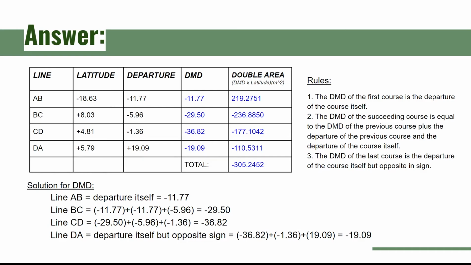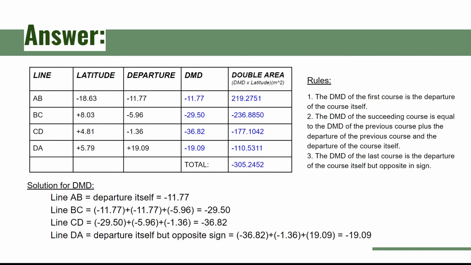The DMD of the next line is equal to the DMD of the previous line plus the departure of the previous line and the departure of the line itself. So, to get the DMD of line BC, we will add negative 11.77, which is the DMD of the previous line, plus negative 11.77, which is the departure of the previous line, plus negative 5.96, which is the departure of line BC itself. Adding these 3 values will give us negative 29.50, which is the DMD for line BC.